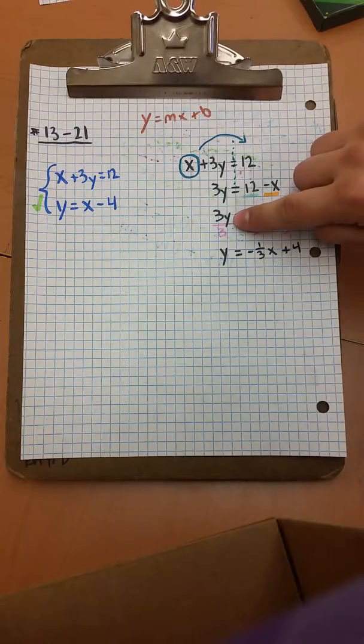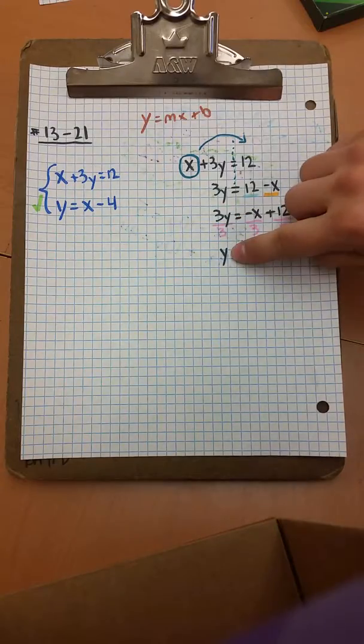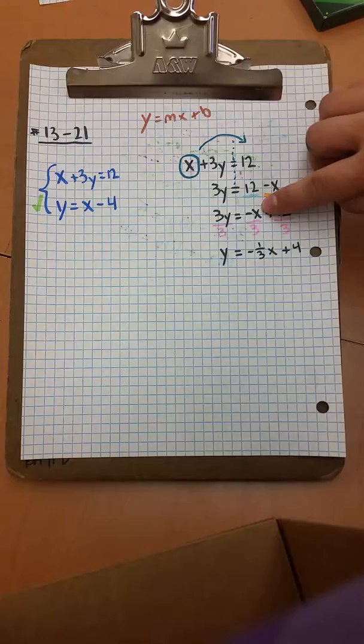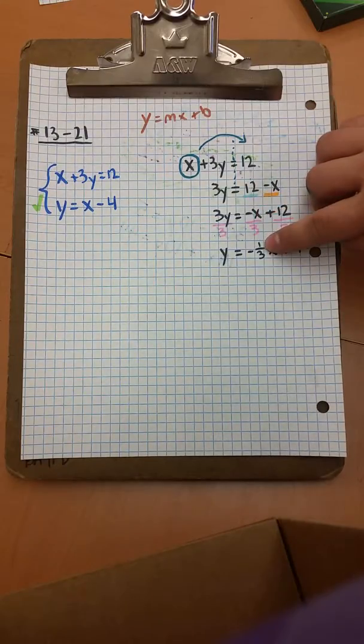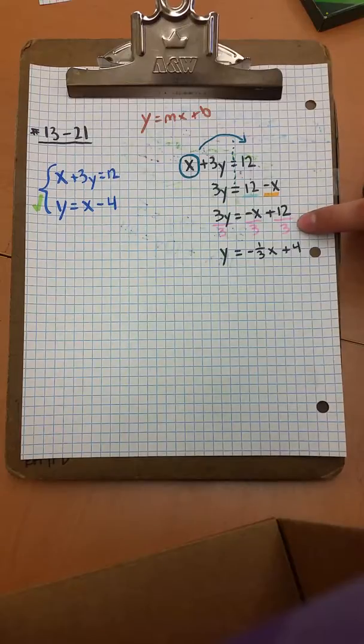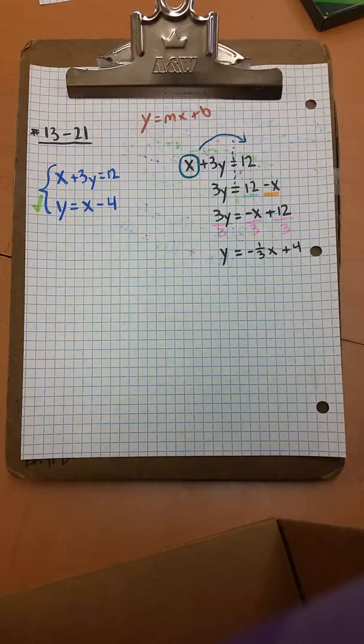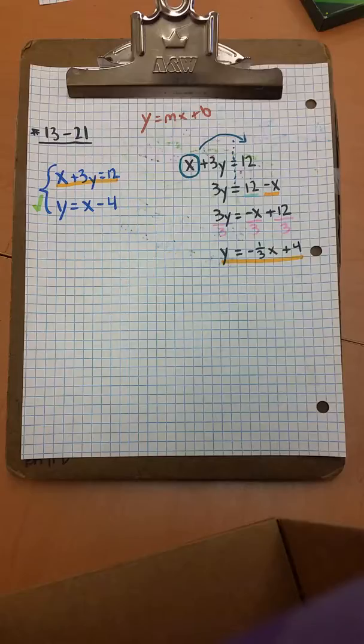Here, the times 3 and the divided by 3 canceled out, we got y. Here we had a slope of negative 1, and negative 1 divided by 3 is negative 1/3. And here we had 12 divided by 3 equals 4. Now that we got our first equation transformed into y equals mx plus b form, we can carefully graph both equations.